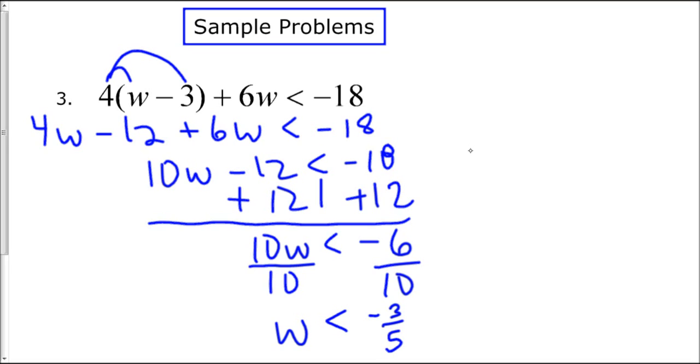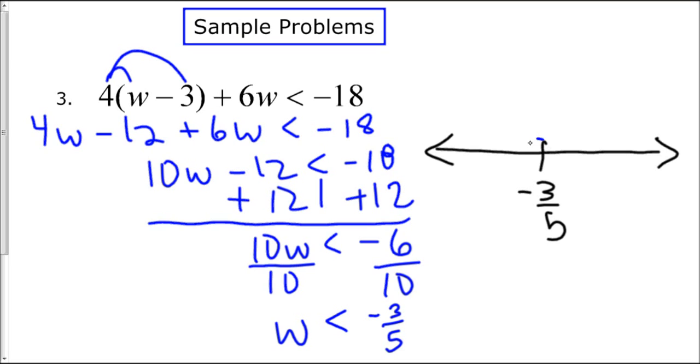When I graph this, my boundary is going to be negative 3/5. Open or closed circle must be open because w is less than negative 3/5. And so what's less than negative 3/5? Everything over here, like negative 2, negative 10, and so forth.